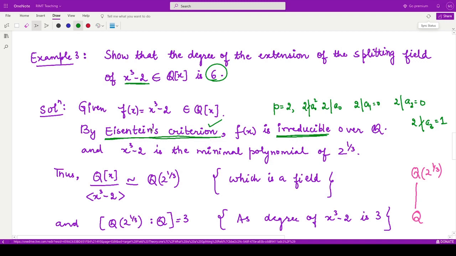And we know what would be its root. If I substitute the polynomial equal to 0, I have x cube equal to 2, and I can write x equal to 2 to the power 1 by 3. So this is one root. Now if I have one root, that means x minus 2 to the power 1 by 3 is its factor, right?